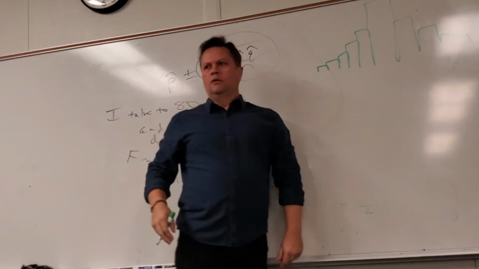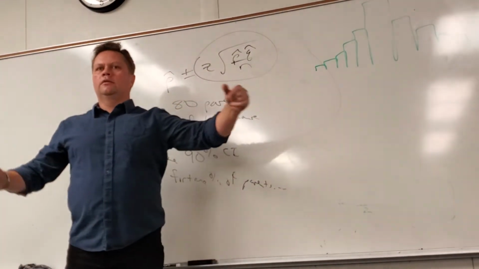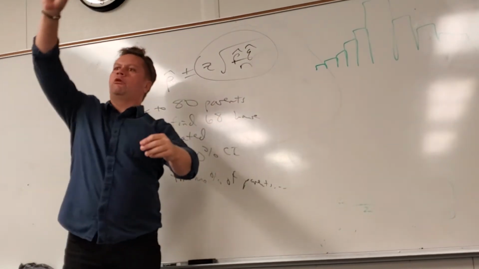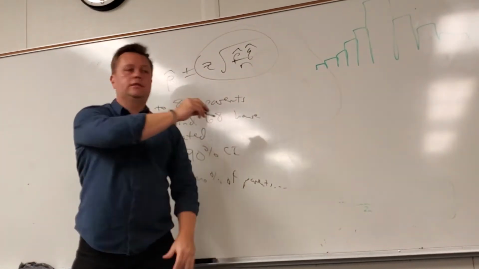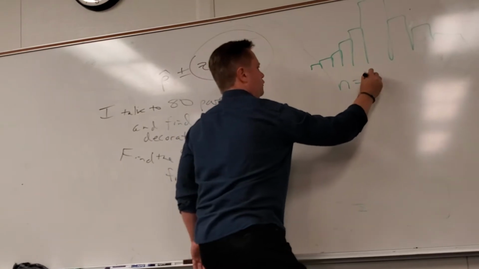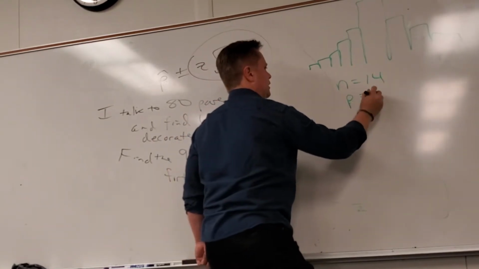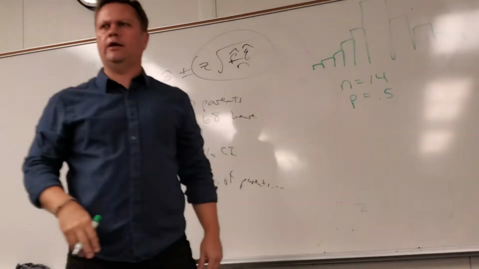Right? And if I would have drawn it better, you could see that it does look normal, doesn't it? And this situation was flip a coin 14 times. How many heads do I get? So, of course, P was 0.5, right? What's the mean for that then?